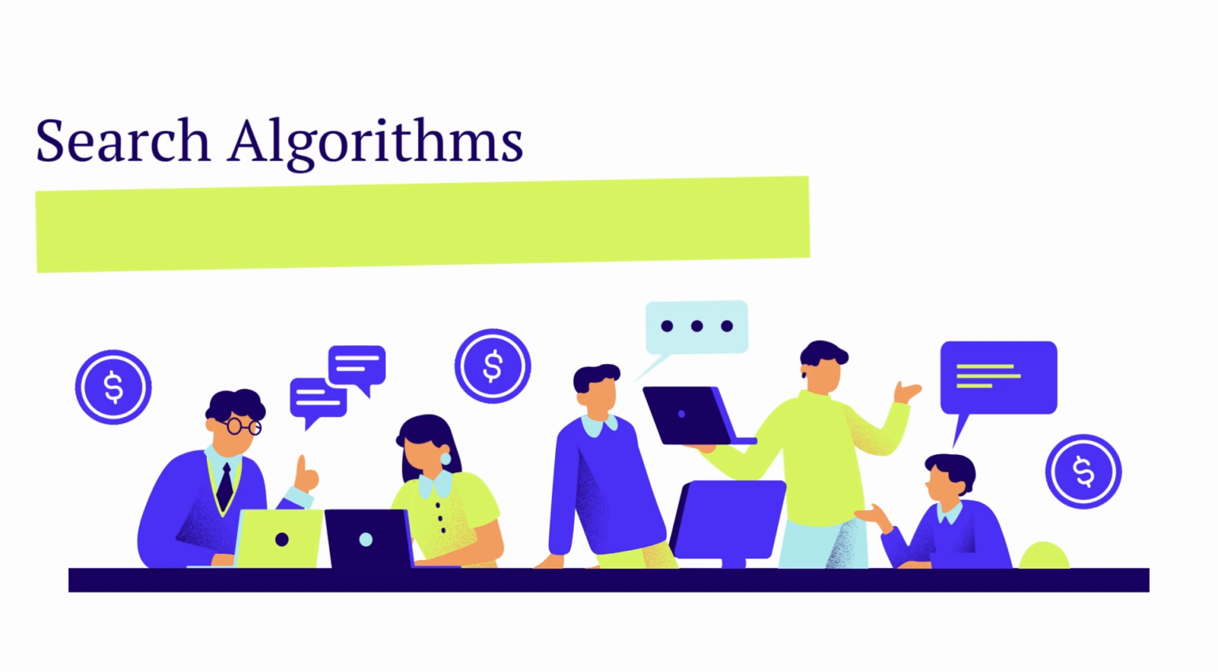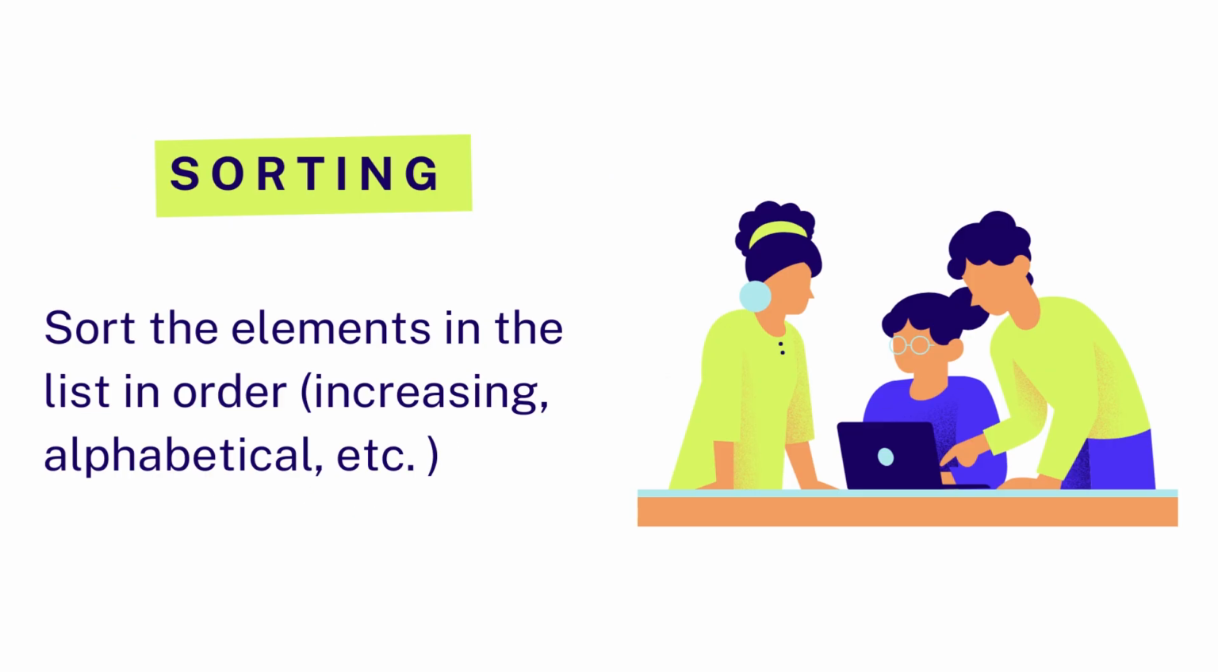Hello everyone. In the previous video, we talked about two searching algorithms, linear search and binary search. In today's video, I'm going to talk about sorting. What is sorting? Sorting is very simple. You are given a list, and you try to arrange it in increasing order, or if your list is about words, you go by alphabetical order.